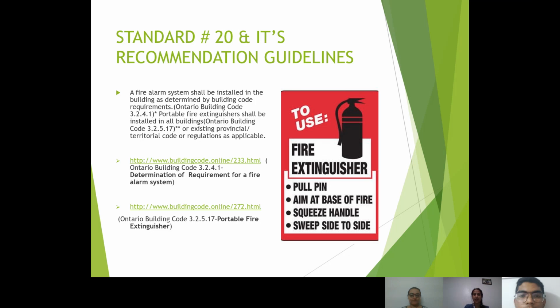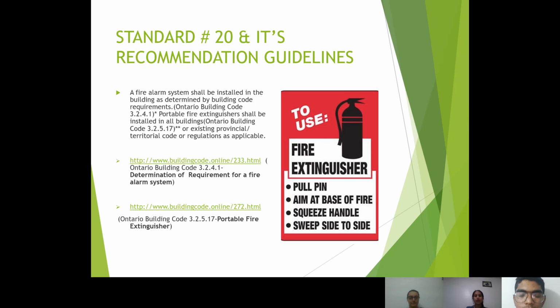There is standard 20 and its recommended guidelines. A fire alarm system is installed in buildings as determined by health and building code requirements. Portable fire extinguishers shall be installed in all buildings as per existing provincial or territorial code or regulation, as applicable.